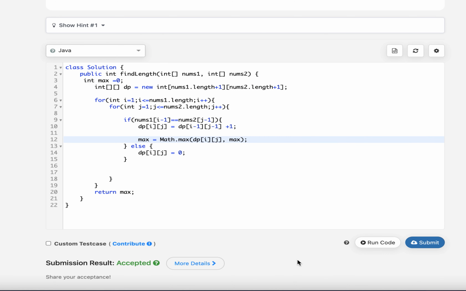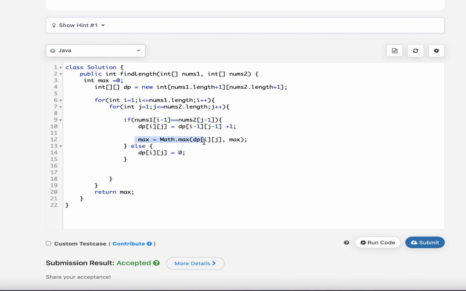I have done exactly the same steps as I discussed in the algorithm. I've taken a variable max that will store the answer. I've defined my DP array, and then I started iterating over it, and whenever I find a matching case, nums1 of i minus 1 equal to nums2 of j minus 1, I update my DP value to the one already at the diagonally above location plus 1, because 1 plus 1 for this new matching case, and I check it against the max value that I have calculated so far.